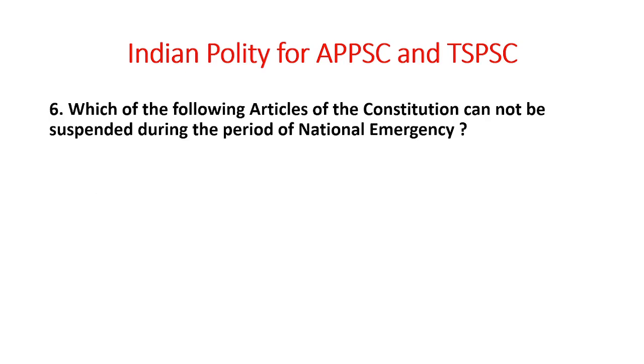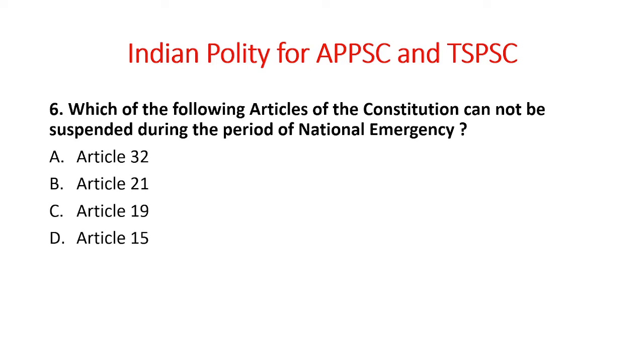Next, which of the following articles of the constitution cannot be suspended during the period of national emergency? And the options are Article 32, Article 21, Article 19, Article 15. So, which article cannot be suspended during the national emergency? It is Article 21. One more article is Article 20. Article 21 and 20, okay, they both cannot be suspended during the national emergency.